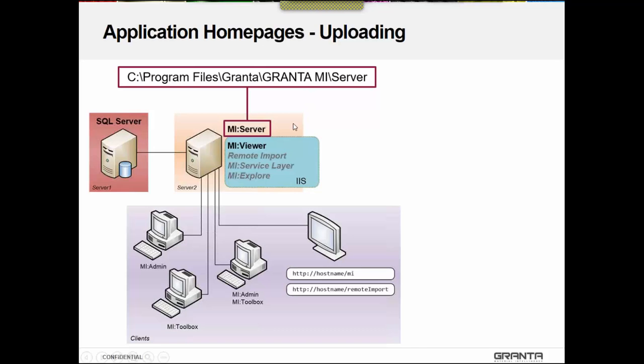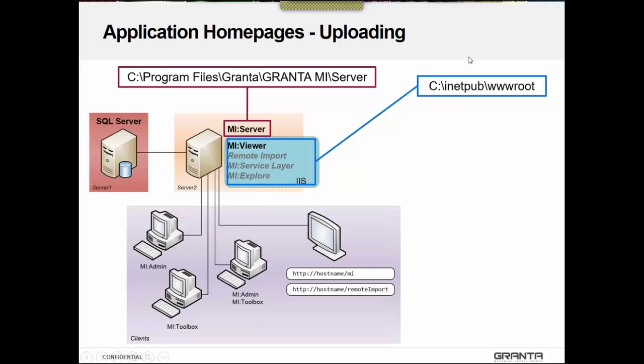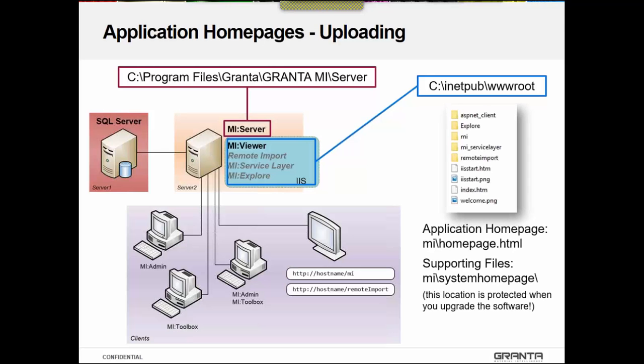But we also have this viewer section that has viewer, remote import, service layer, explorer. Those are saved on a separate location on your C drive in inetpub/wwwroot. If you look at mine, and we will in a few moments, you'll see that I have a folder in there for Explorer. I have a folder in there for remote import. I have a folder for service layer. I have a folder for MI, which is referring to MI viewer in particular.